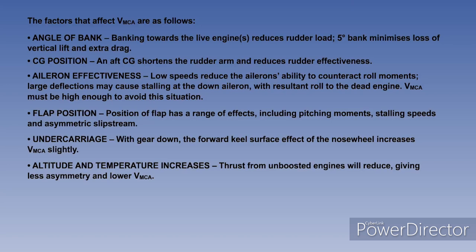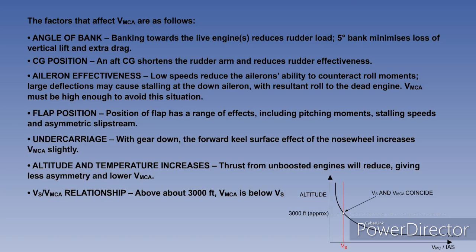Increases in altitude and temperature will reduce the thrust from the live engine or engines unless boosted, and VMCA will be reduced accordingly. The relationship between stalling speed and VMCA can be seen on the graph on screen, in which the VMCA curve intersects with VS, typically around 3,000 feet. Thus, above this altitude, an aircraft would reach the stall before VMCA on deceleration after engine failure. This gives a smaller speed margin above loss of control.